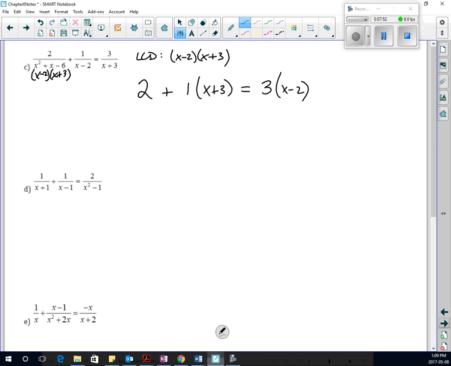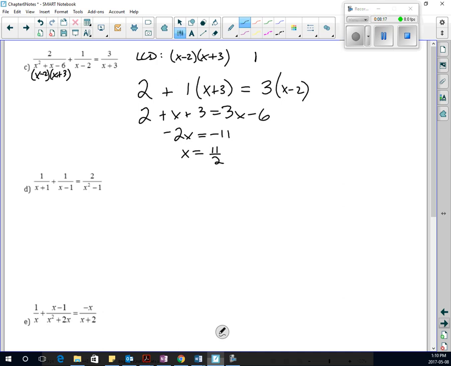So I'm going to simplify all this. 2 plus x plus 3 equals 3x minus 6. Let's move all the x's over. So I get minus 2x. This is 2 plus 3 is 5. I move it over, I get negative 11. So I get x equals 11 over 2.